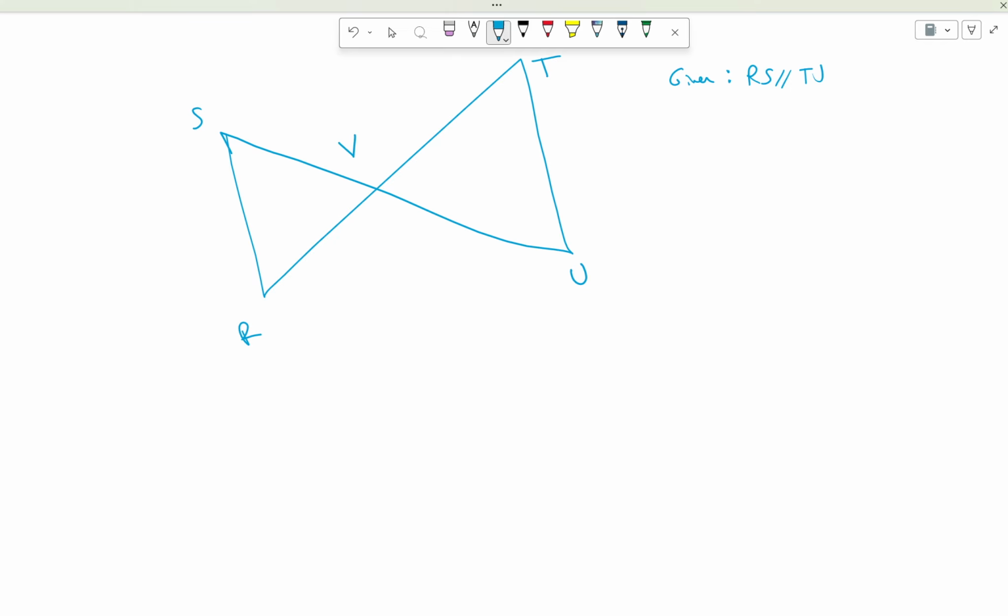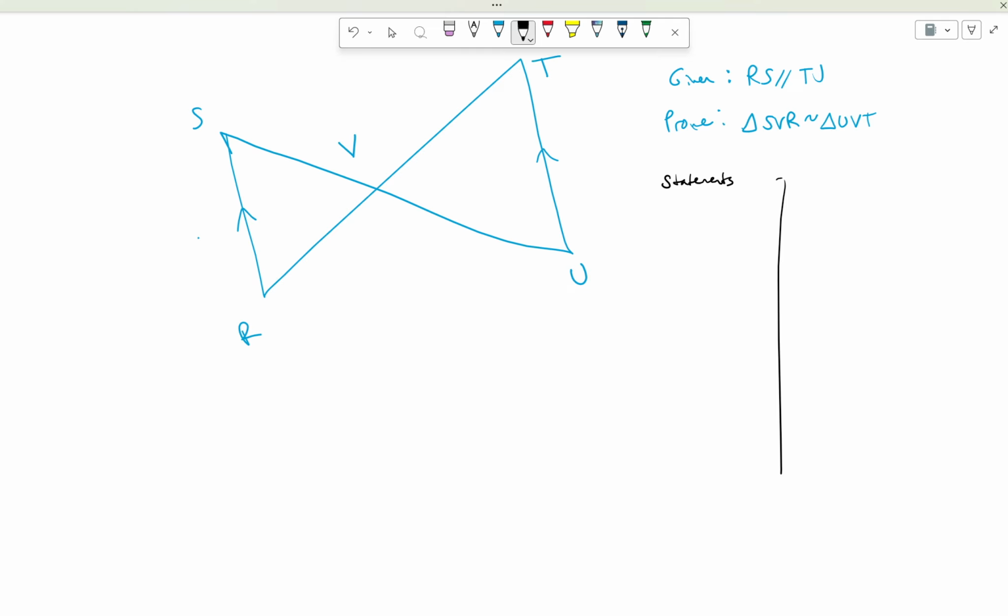Uh-oh, my pen is malfunctioning again. There we go. What we will prove is that we have two similar triangles. Triangle SVR will be similar to triangle UVT. Now, we only have one way to prove similar triangles, and that's through angle-angle. So we already know what our last reason has to be.